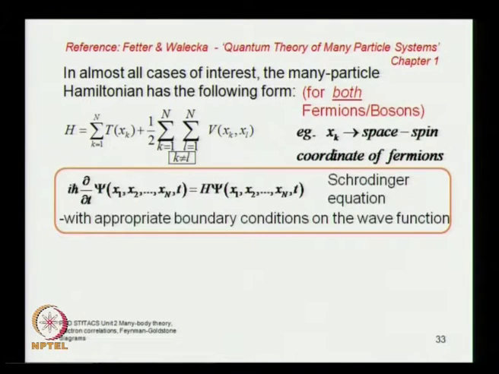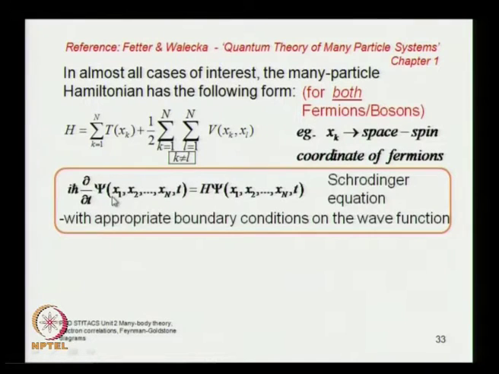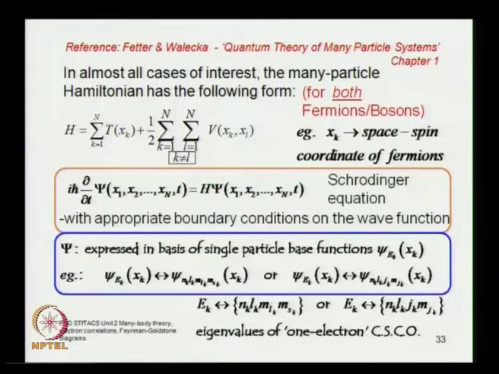Now, the Schrodinger equation for this system would be a function of these n coordinates. Each of these x1, x2 up to xn is actually a set of 4 coordinates. So, there are 4n coordinates, right, 3 space coordinates and 1 spin coordinate for each particle. They are collectively written as x1. So, there are these n coordinates and there is also a time dependence. So, this is the Schrodinger equation, and you need to solve this subject to whatever boundary conditions are appropriate for the physical situation under consideration.